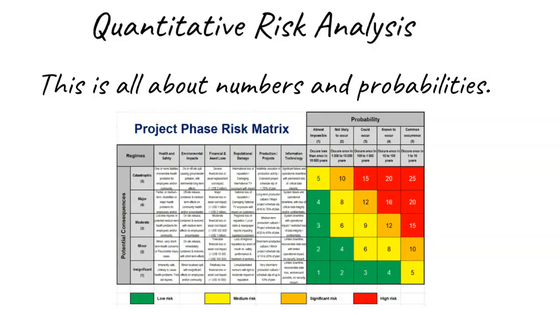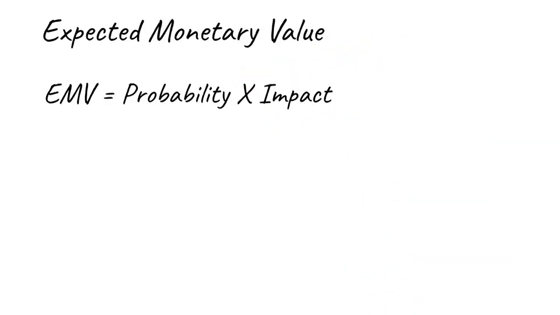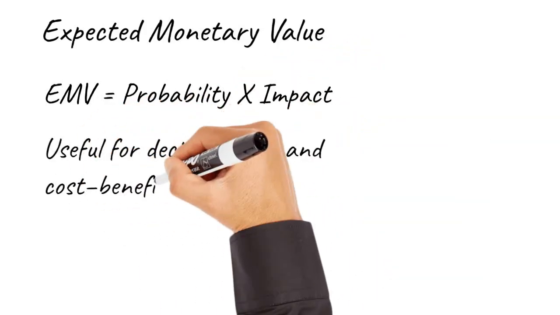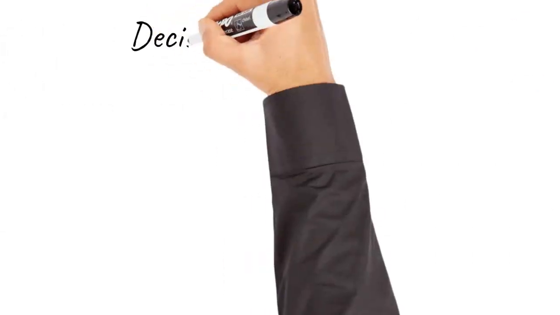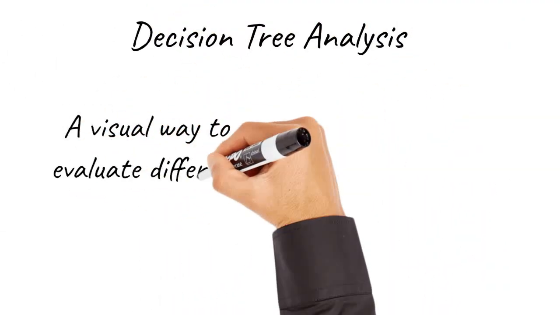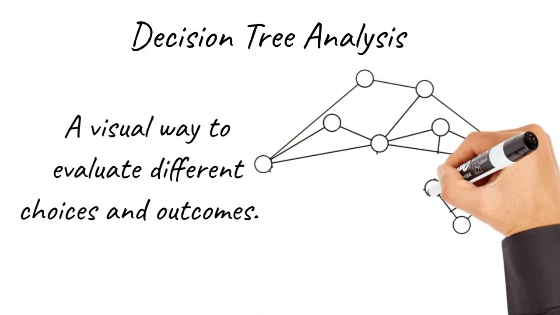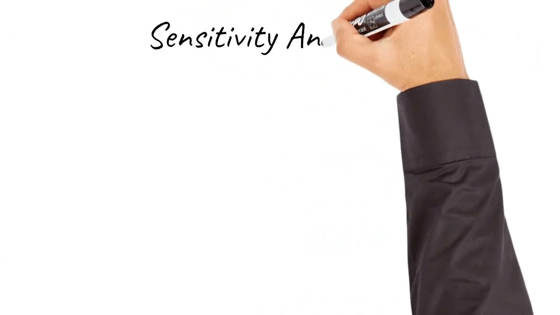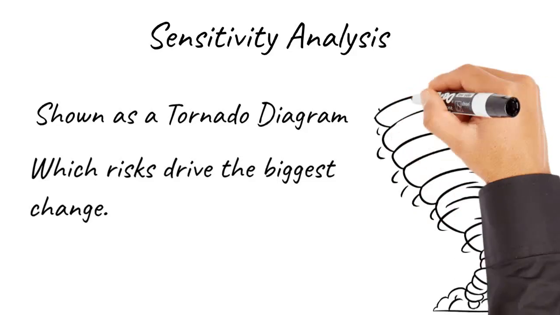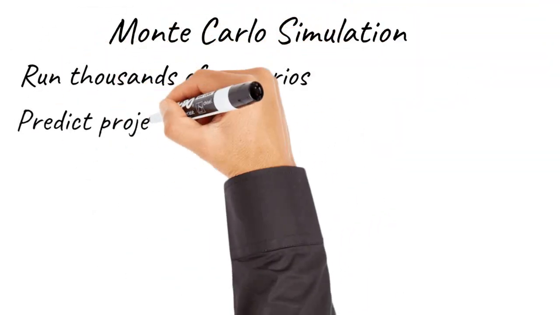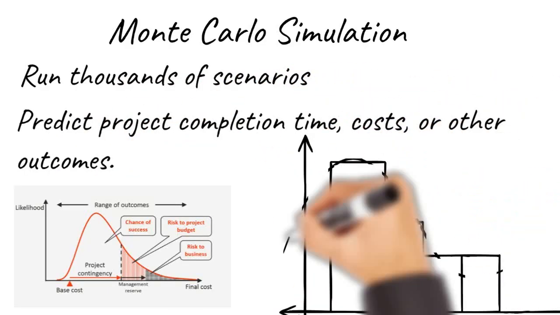Some techniques you should know: expected monetary value, or EMV, probability multiplied by impact, useful for decision trees and cost-benefit analysis. Decision tree analysis, a visual way to evaluate different choices and outcomes. Sensitivity analysis, often shown as a tornado diagram, to see which risks drive the biggest change in project outcomes. Monte Carlo Simulation, running thousands of scenarios to predict project completion time, costs, or other outcomes.